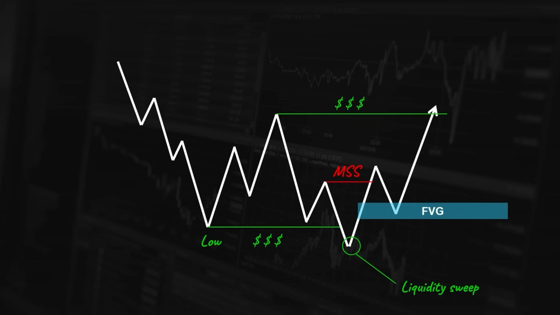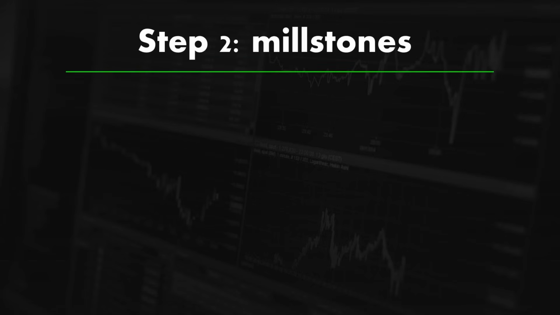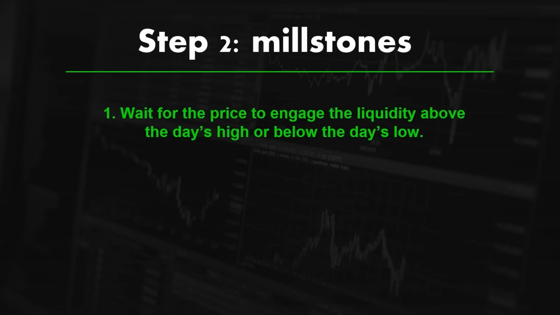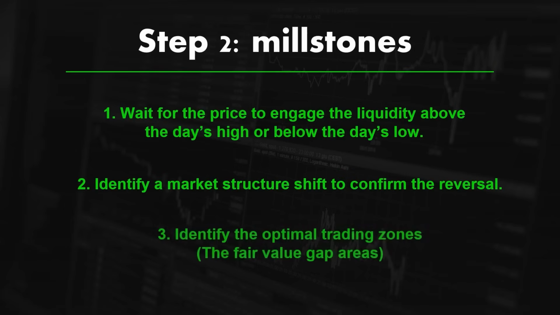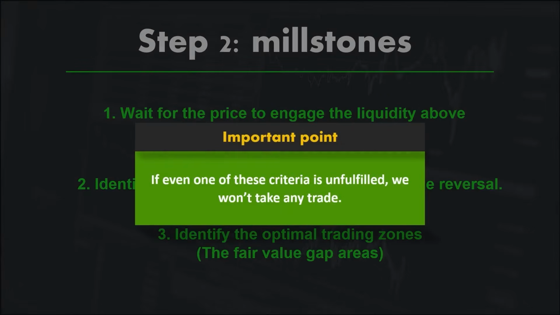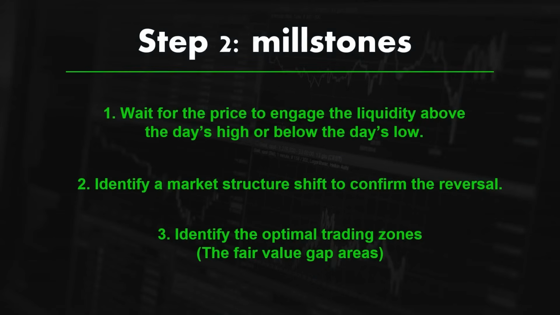So basically, the second step of the Silver Bullet trading strategy has 3 milestones. First, wait for the price to engage the liquidity above the day's high or below the day's low. Second, identify a market structure shift to confirm the reversal. Third, identify the optimal trading zones, which are the fair value gap areas. Here is an important point. If even one of these criteria is unfulfilled, we won't take any trade. We simply wait for another trading day to implement the Silver Bullet trading strategy.